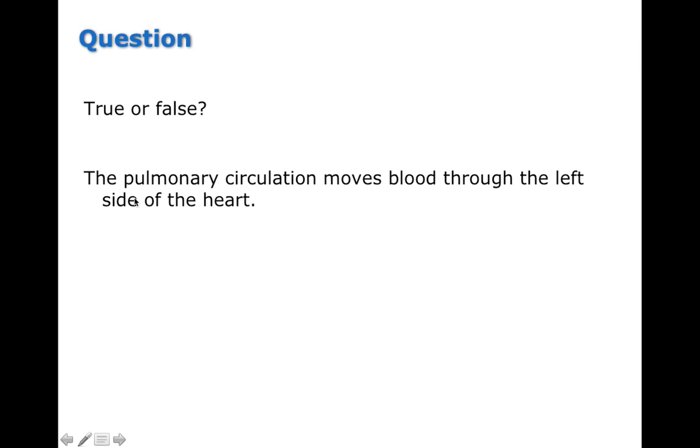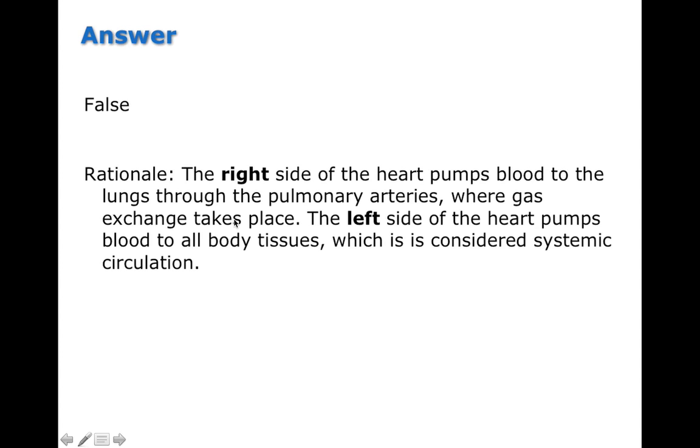So true or false? The pulmonary circulation moves blood through the left side of the heart. Well, we know that that's false, right? Because it's actually the systemic circulation that moves blood from the left side of the heart out to the rest of the body. It's the right side of the heart that pumps blood towards the lungs via the pulmonary arteries, and the left side of the heart pumps that blood out to the rest of your body's tissues, which is considered part of the systemic circulation.